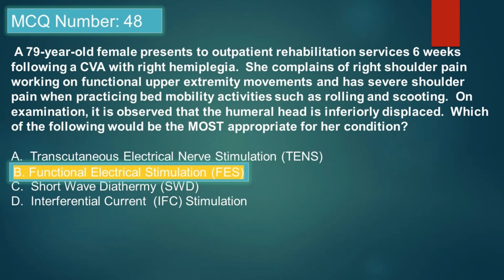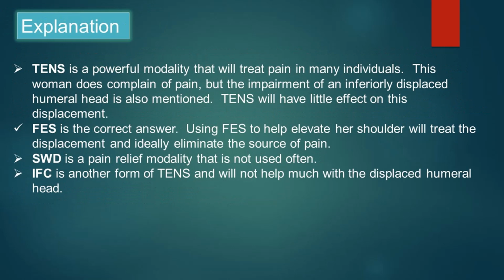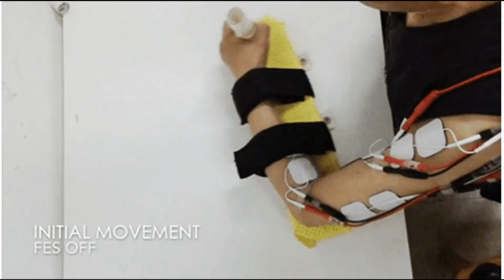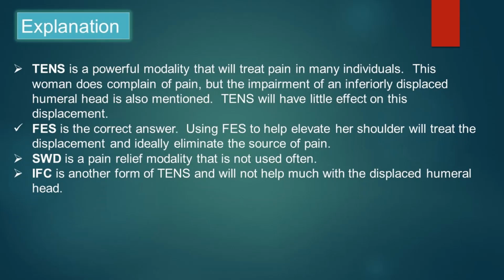Let's see the explanation. TENS is a powerful modality that will treat pain in many individuals. This woman does complain of pain, but the impairment of the inferiorly displaced humeral head is also mentioned, so TENS will have little effect on this displacement. Using functional electrical stimulation to help elevate her shoulder will treat the displacement and ideally eliminate the source of pain as well. Shortwave diathermy is a pain relief modality that is not used for displacement. And interferential current is another form of TENS and will not help much with the displacement of the humeral head.